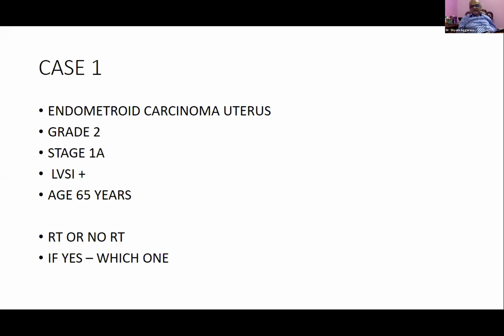Yeah, we see your comment on the chat box, that nobody is debating that this patient does not need the radiation, but the issue is the type of radiation is being debated.